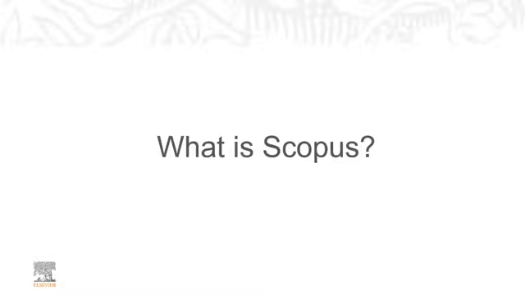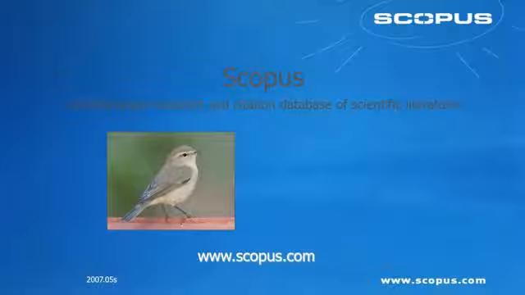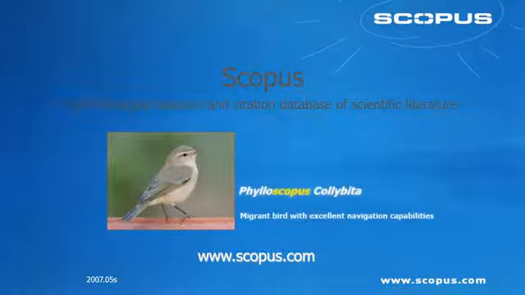So let's start with Scopus. First of all, I myself learned very recently that the world's largest abstract citation database of scientific literature, its name actually comes from a little bird, which you can see on the screen. The name of this bird is Scopus calibitar, and the reason why this bird was selected to name our database is because it's a migrant bird with excellent navigation capabilities, and it resonates very well with the vision and mission of Scopus to help scientists all over the world to navigate in the world of scientific literature as easy as possible.